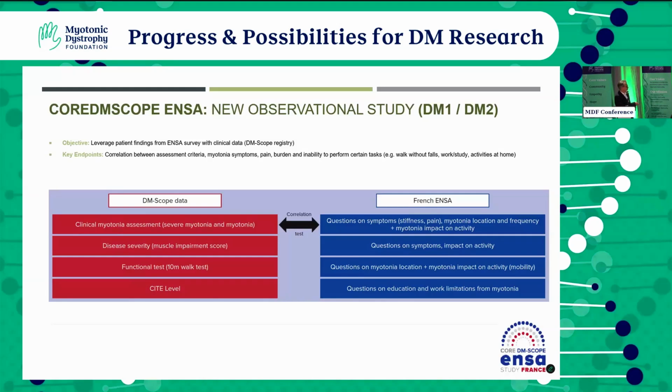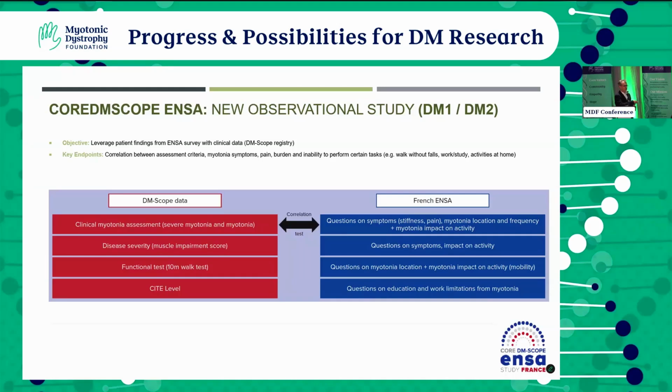And here we want to link what the patient thinks they have, their perception of the disease, to what they really have, as assessed by clinicians, by experts of DM. And we want to compare this. Is it aligned? Is it separated? So this is quite interesting.